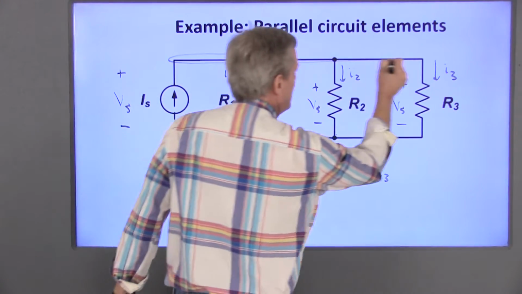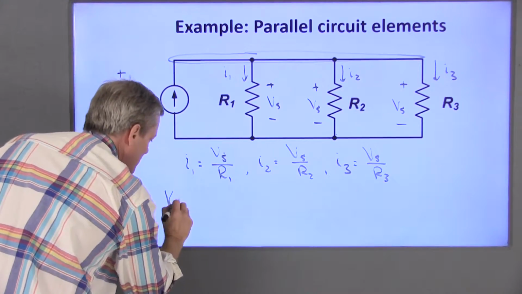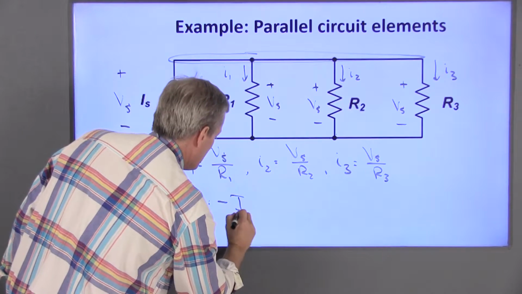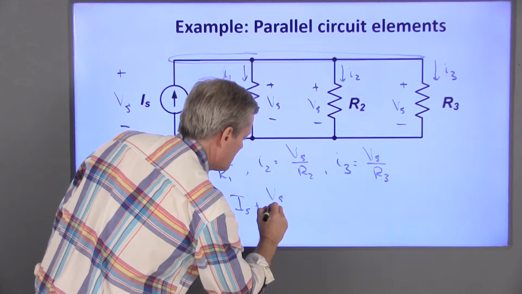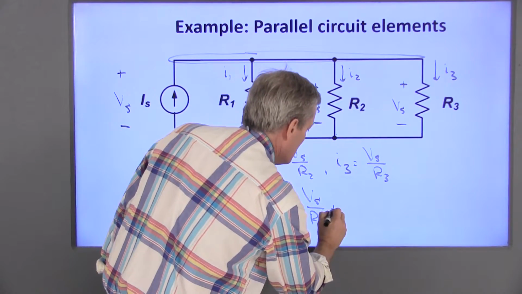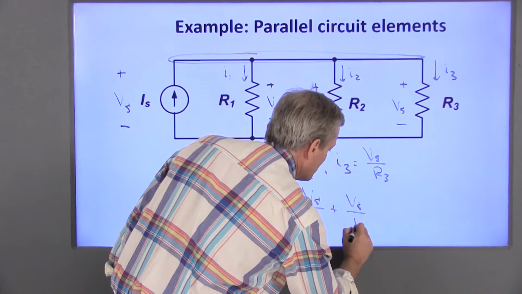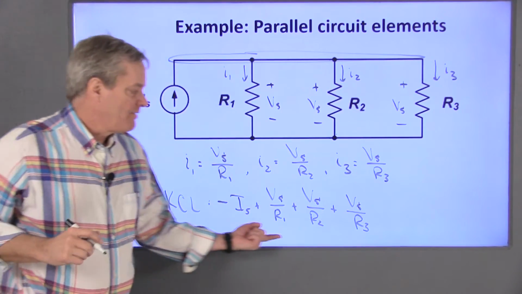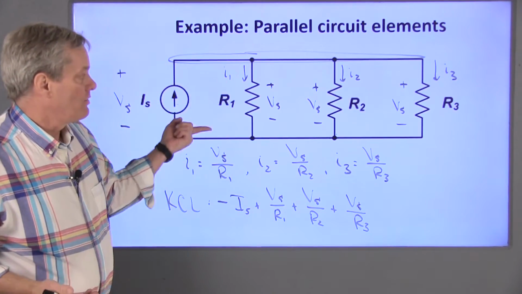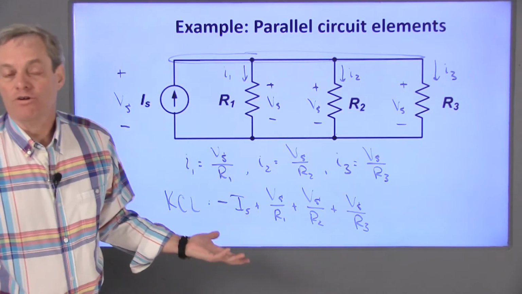Now, if I do KCL up here, with positive currents leaving the node, this is going to be minus I sub s plus I1, which is V sub s over R1, plus I2, which is V sub s over R2, plus I3, which is V sub s over R3. That gives me fairly easily one equation and one unknown, which I can solve for V sub s. Once I know this voltage, I can find out anything else I need to know about this circuit. In the remaining videos in this chapter, I'll give more details about how circuit reduction can be used to simplify our analysis of electrical circuits.